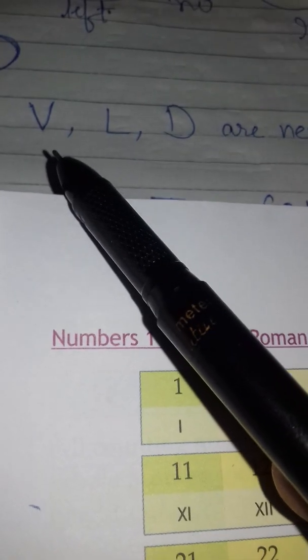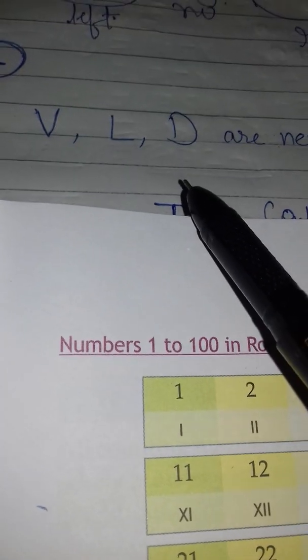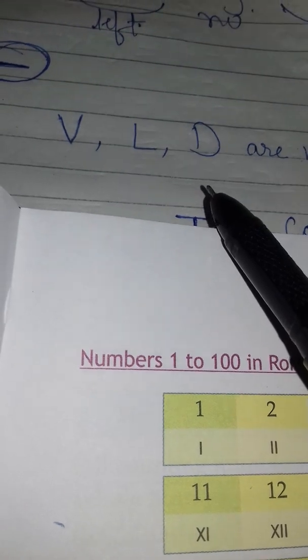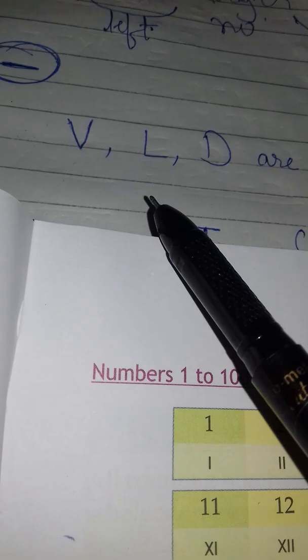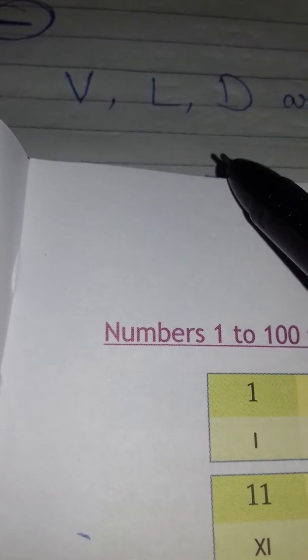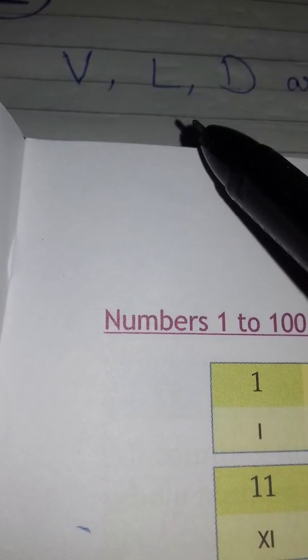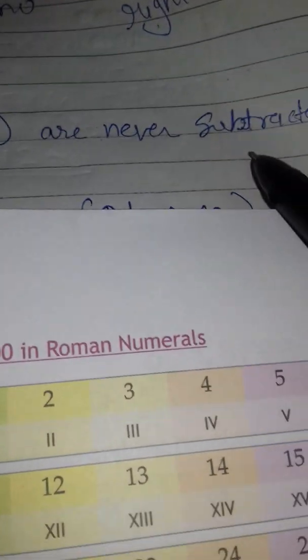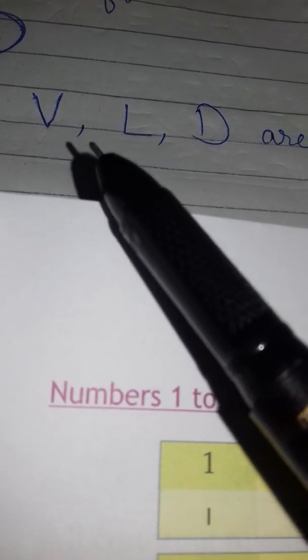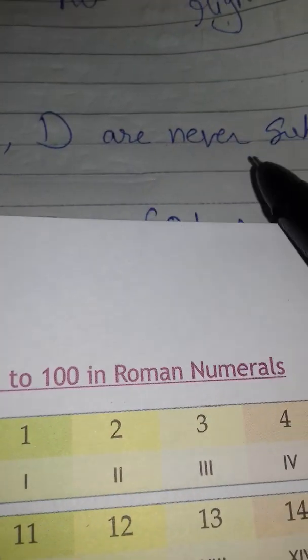As I have told, the symbols V, L and D are never repeated. We are not repeating these symbols. It gets wrong formation of numerals if we repeat these symbols, because there is no rule for repeating them. And also students, these symbols are never subtracted. We cannot subtract these symbols from any other symbol.